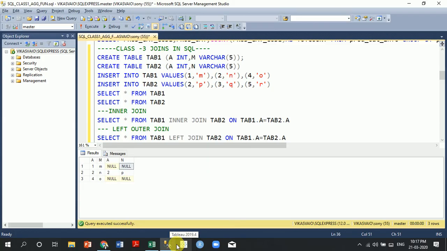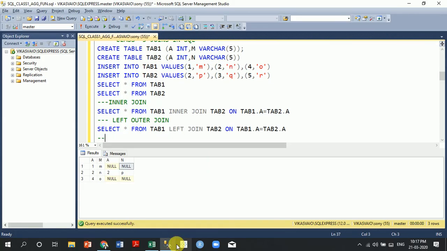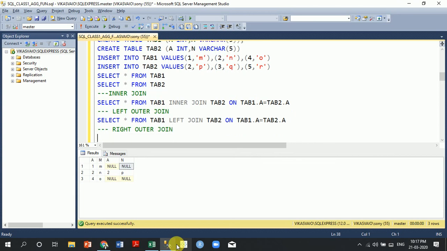So let's move to your SQL engine, and what we are going to do right now is right outer join, or right join. Please do not get confused between right outer join and right join, both are actually the same. Okay, so I'm going to copy this and paste it, and in place of this, I can simply write right join table 2, and I'm going to execute this query.